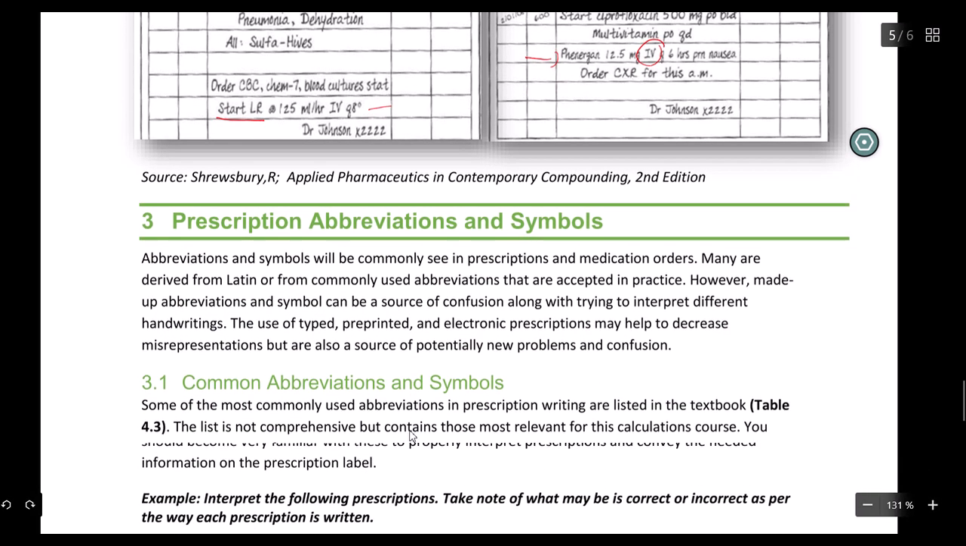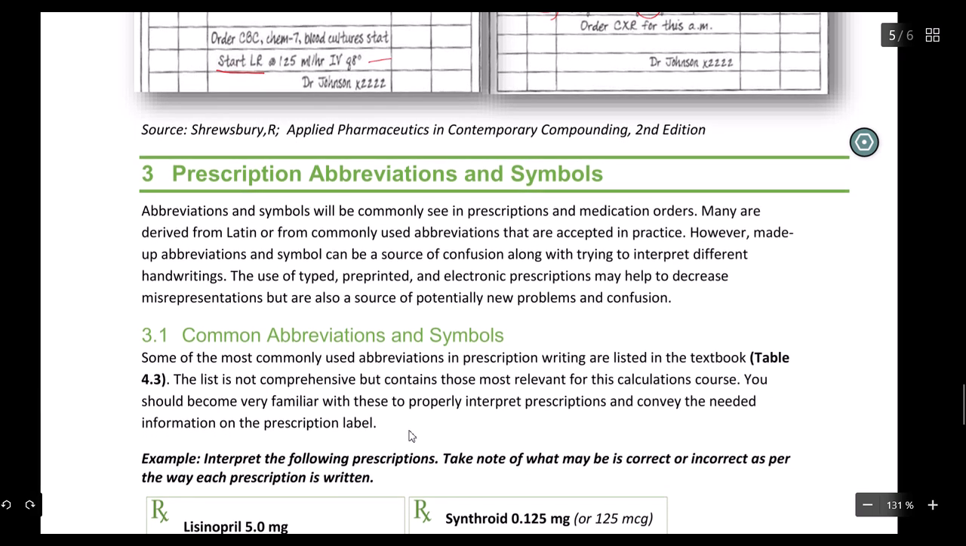So looking at the abbreviations and some Latin abbreviations that you see, and being able to interpret prescriptions, is very important for this course. So understand that you will see medication orders, you will see prescription orders, and you will see compounded prescriptions that we'll be looking to assess and interpret.